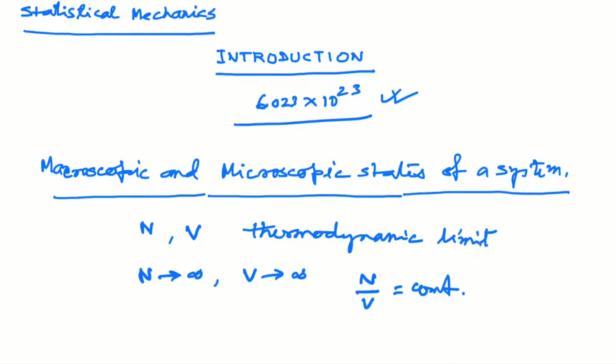So when this condition is satisfied, that N tends to infinity and V tends to infinity in such a way that N by V remains constant, we say we are in the thermodynamic limit. In this limit, the extensive properties of the system become directly proportional to the size of the system. That means it is proportional to N or V. But the intensive properties become independent of these quantities, of this N or V. The particle density remains an important parameter of all physical properties of the system.